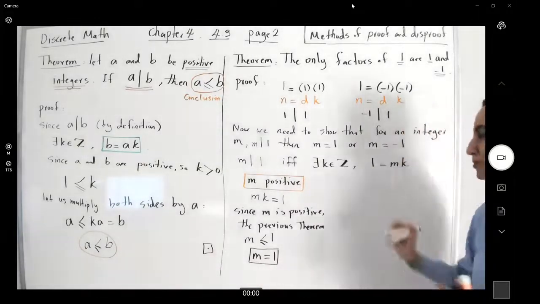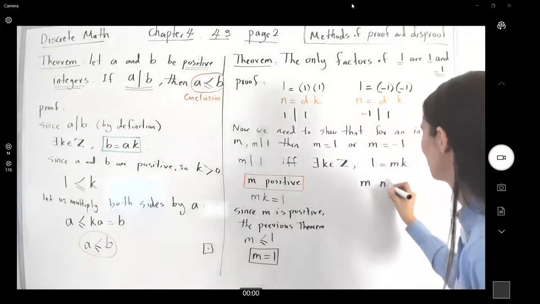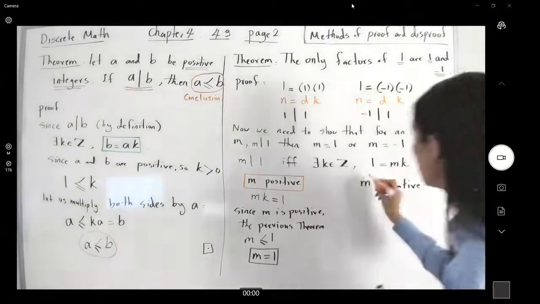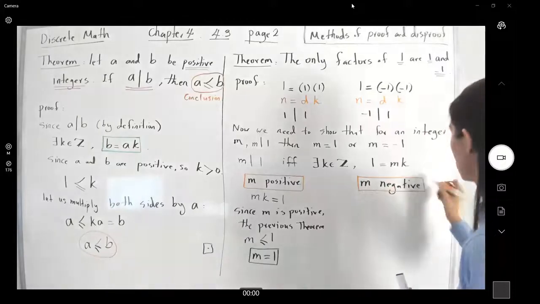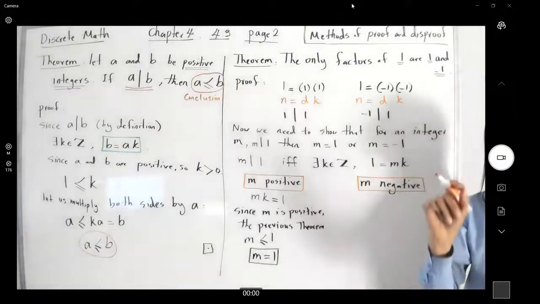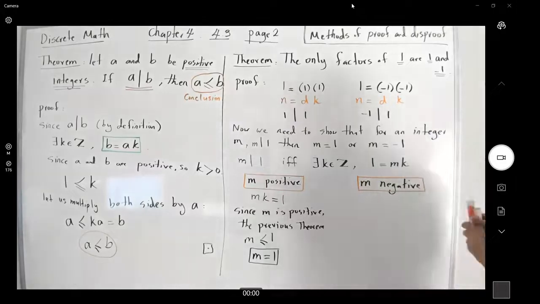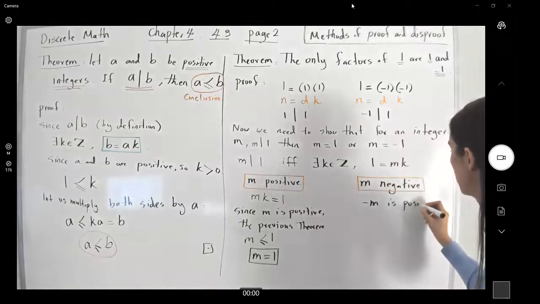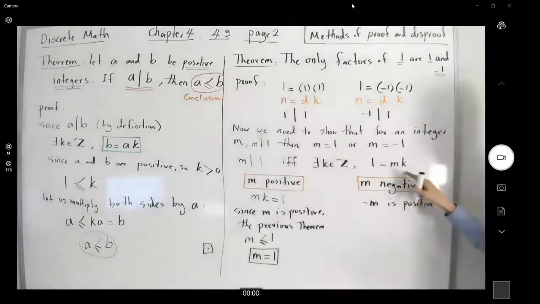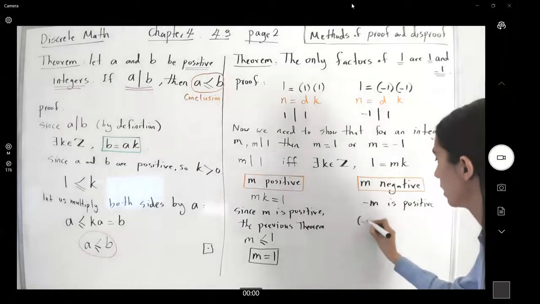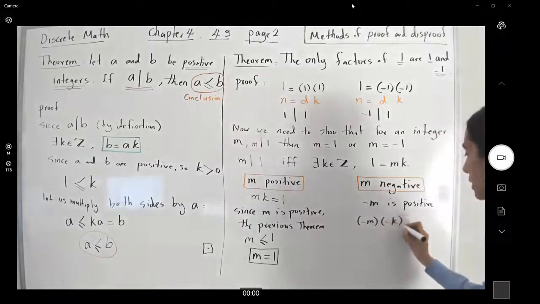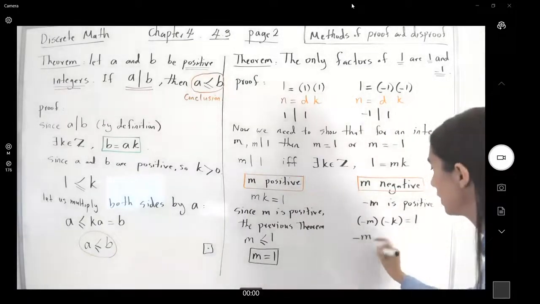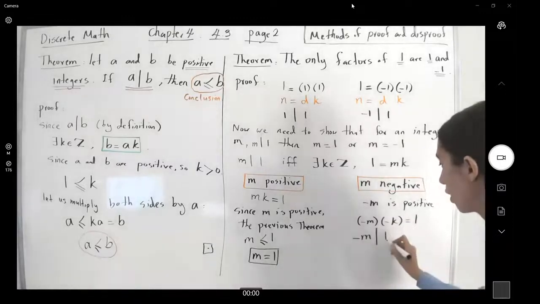What if m is negative? If m is negative, then minus m is a positive number. So negative m is positive. Well, I know m times k is equal to 1, so minus m times minus k is also 1. What's the meaning of that? It means that negative m, as a positive number, divides 1.